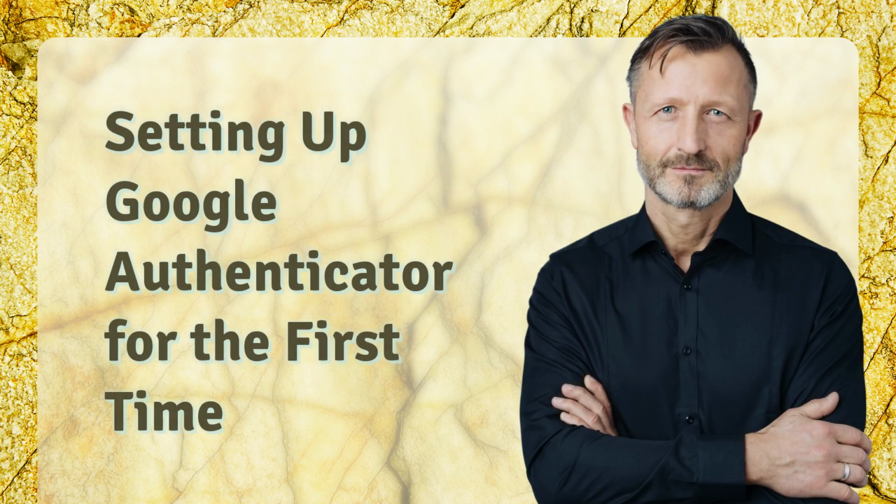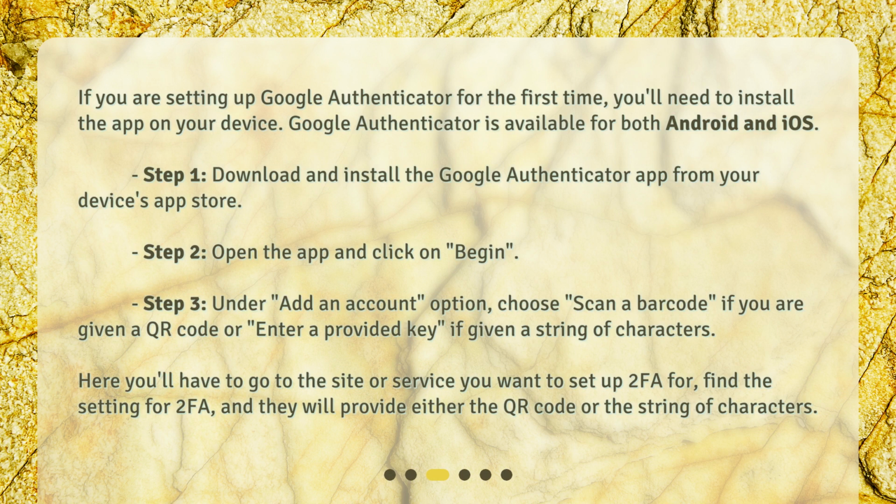Setting up Google Authenticator for the first time. If you are setting up Google Authenticator for the first time, you'll need to install the app on your device. Google Authenticator is available for both Android and iOS. Step 1. Download and install the Google Authenticator app from your device's App Store. Step 2. Open the app and click on Begin.